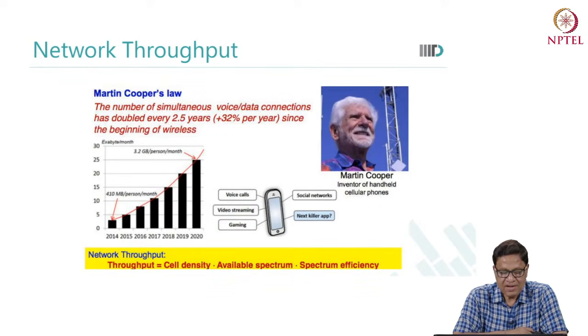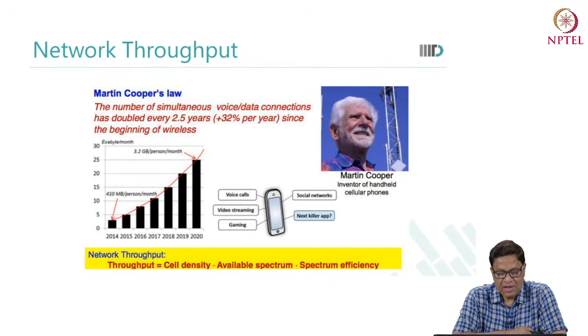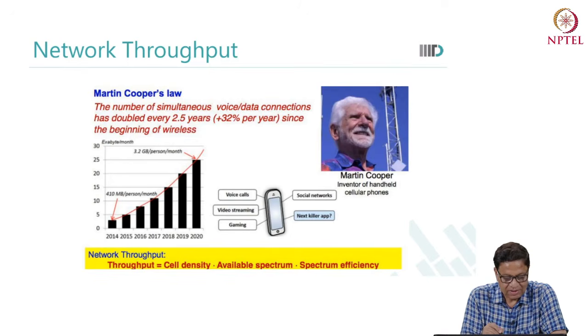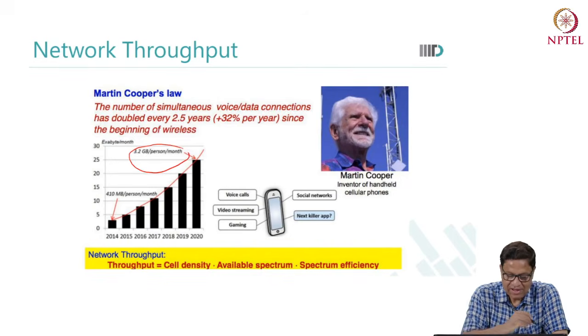So let us understand what is network throughput. In the past, the number of simultaneous voice and data connections, they are doubling every 2.5 years, which is a growth of 32% per year. As you see in this graph, on an average, a person consumes about 3.2 gigabit per person per month.